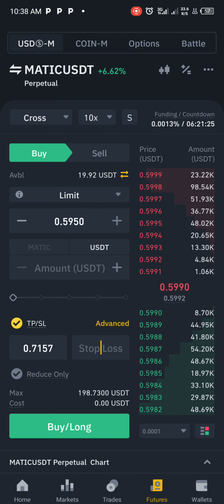I'm only using Binance, and you can see this is mobile. This is a mobile device. Same thing with that of the desktop, just that the interface of the desktop may be a bit different.